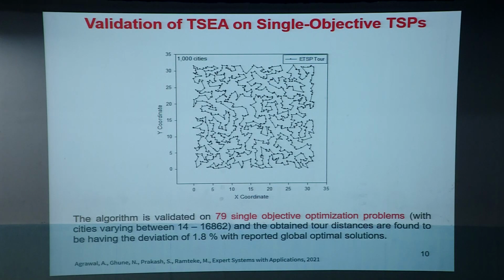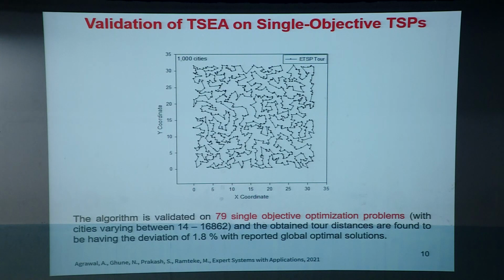Once we developed this algorithm, we first validated it on a single objective optimization formulation. Here I am showing you the results for 1000 cities. For 1000 cities, you can see there is no cross connection at all, so it is very close to the global optimum solution. Again, we have solved 79 single objective traveling salesman problems, and the deviation with respect to the global optimum solution is just 1.8%. We have solved problems with cities varying between 14 and 16,860.